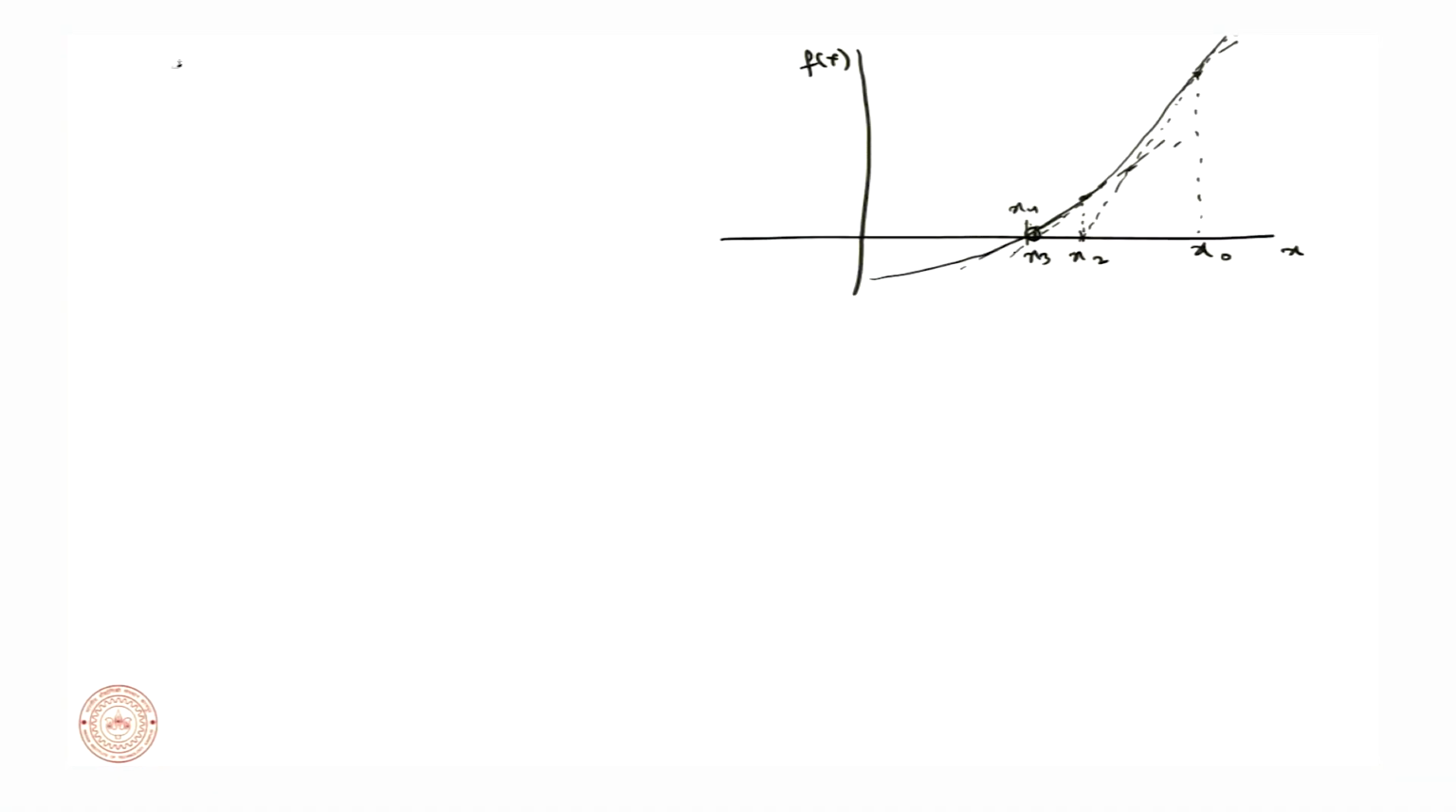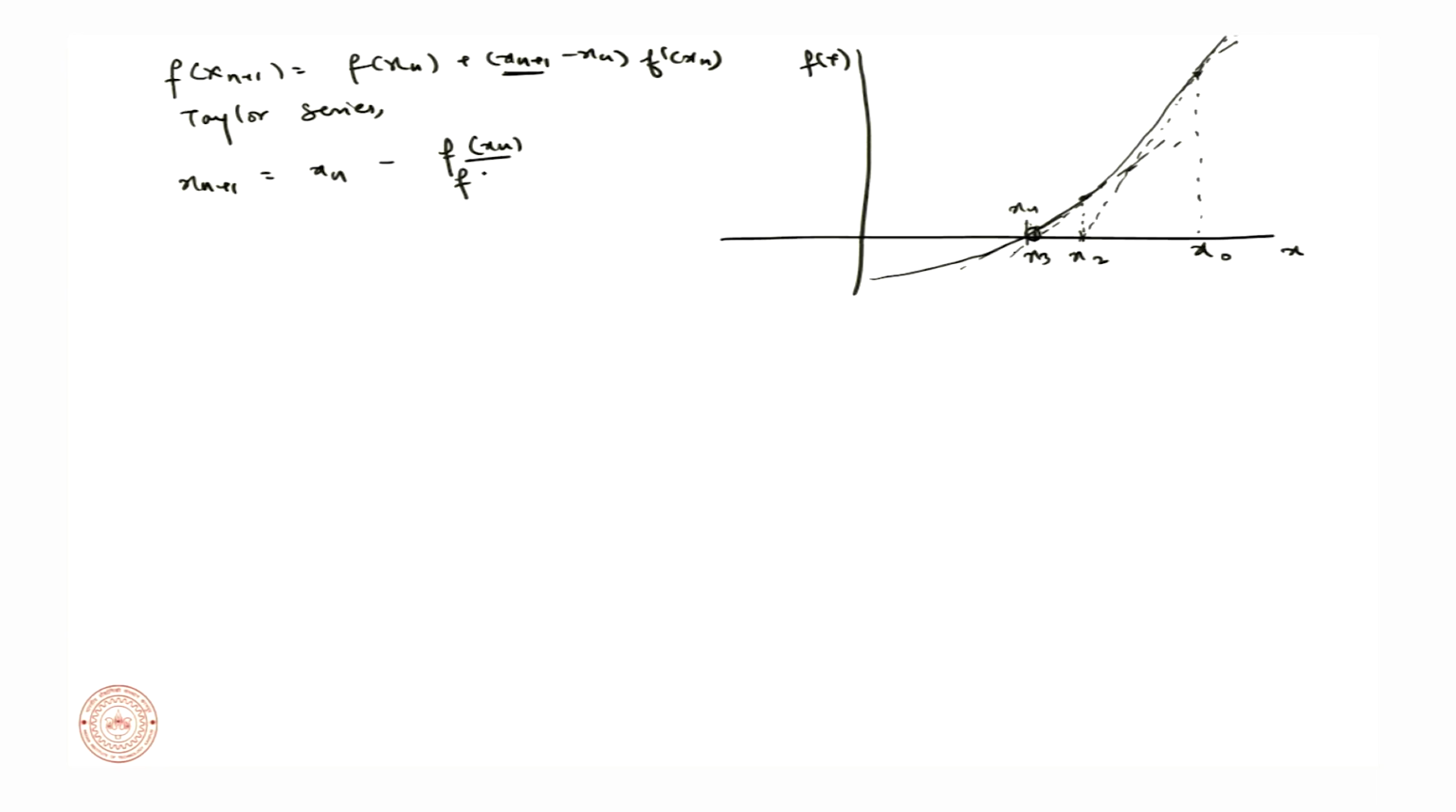Okay. So, since we are working with tangents, by Taylor series expansion, we have f of x n plus 1 equals f of xn plus x n plus 1 minus xn times f prime of xn. If we rearrange these terms, and we are trying to get this value to be close to 0, we get x n plus 1 equals xn minus f of xn by f prime of xn.